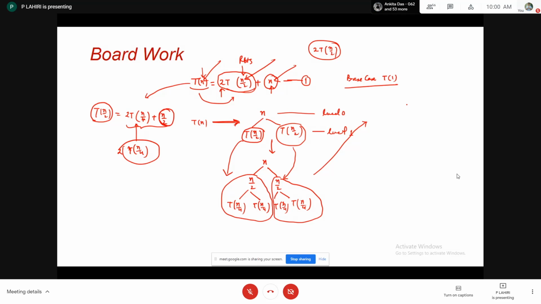Which you have expanded as n by 2, n by 2. Then you got T of n by 4, T of n by 4, T of n by 4, T of n by 4. No doubt, if you put n equals n by 4 in the main expression, you can further expand it. In that case, n by 4 will be the parent, and n by 8 will be the next term, and so forth. In that way, you can go on expanding it, right?